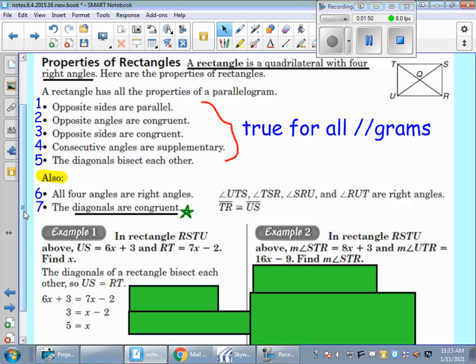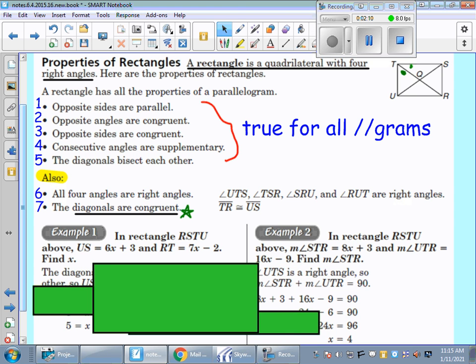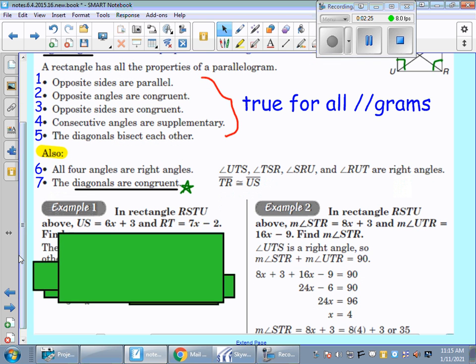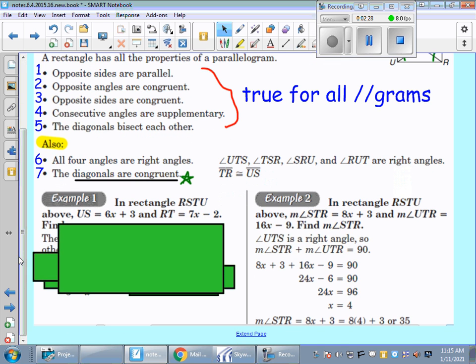So in example number 2, it says angle STR, that's here. Angle STR and UTR. So these are two angles that they give us measures for. What we should know about those is those two angles are going to add up to be 90 degrees, because again, all angles are right. So this is a right angle, this is a right angle, that one's a right angle. So you add those two together, so we're using geometry to add it together, and then algebra to solve, and when you solve, you find that x is 4.